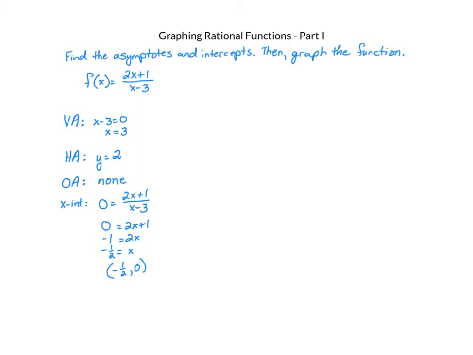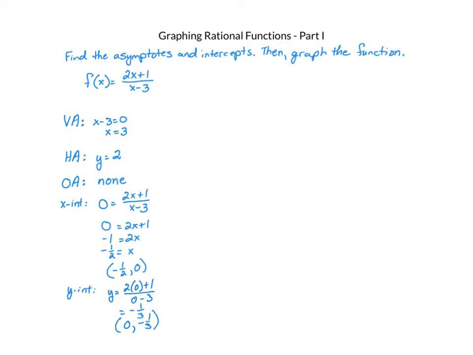Now let's move on to y-intercepts. To find the y-intercept, you make x equal to 0, so that means we have y equals 2 times 0 plus 1 over 0 minus 3, and we have a y-intercept at negative 1/3. So again, as an ordered pair, it's (0, negative 1/3).